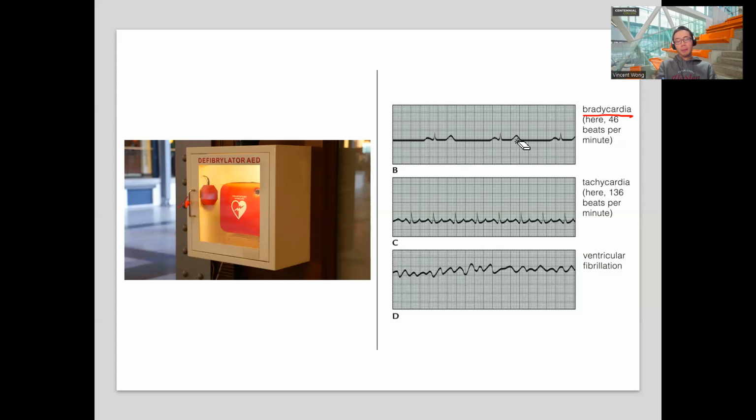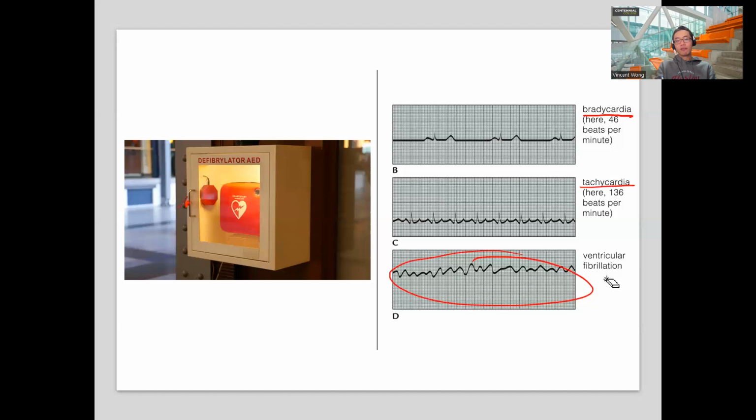This one is way too many. So that's tachycardia. It's too fast, firing too fast. 136 beats per minute, definitely not normal. And this one is just terrible.